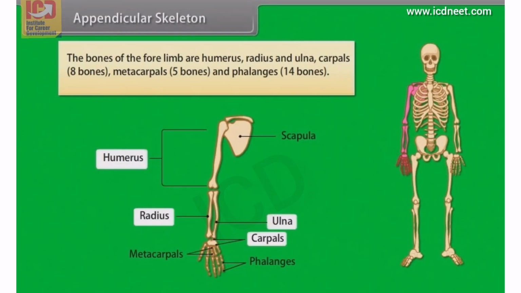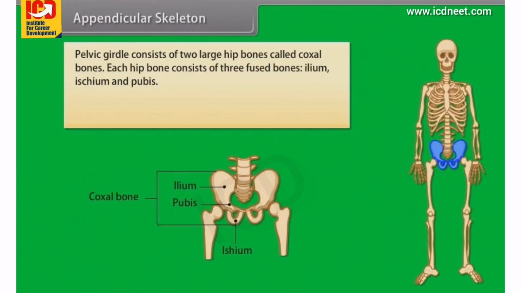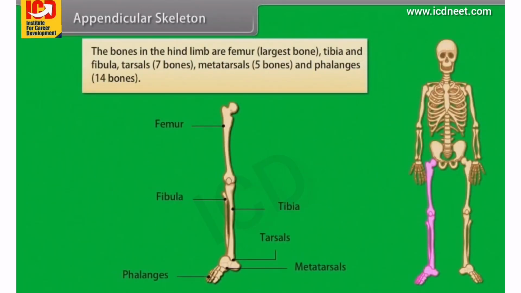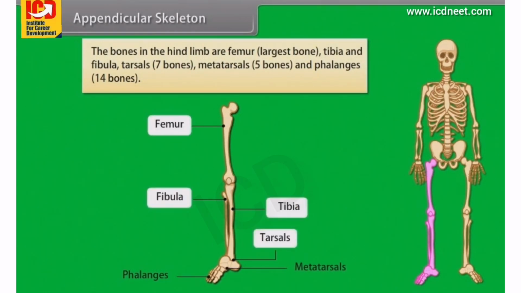Carpals, 8 bones, metacarpals, 5 bones, and phalanges, 14 bones. The pelvic girdle consists of 2 large hip bones called coxal bones. Each hip bone consists of 3 fused bones, ilium, ischium, and pubis. The ilium is the largest of the 3 and forms the upper part of the hip bone. The bones in the hind limb are femur, the largest bone, tibia and fibula, tarsals 7 bones, metatarsals 5 bones, and phalanges 14 bones.